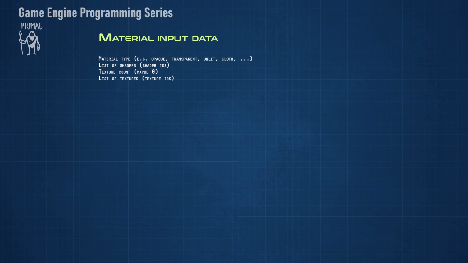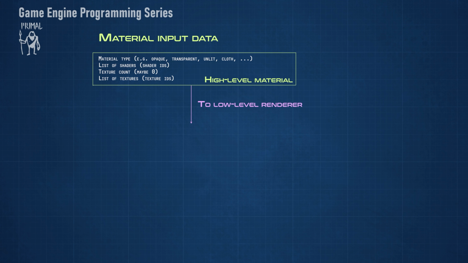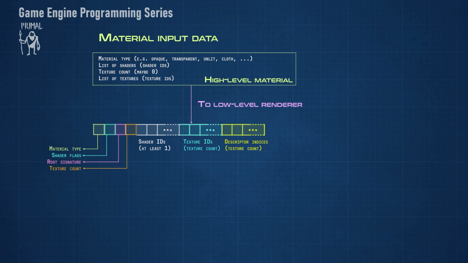The material type, together with shaders and textures, will define a high-level material that can be used as an input for the low-level renderer. From this information, we can create a block of memory that contains the material type, shader flags, the root signature, number of textures, and the IDs of the shaders and textures. Additionally, it will also contain an array of descriptor indices that will be used in the shaders to index into the descriptor heap when sampling textures. The details for this will become clear later when we write our shaders.